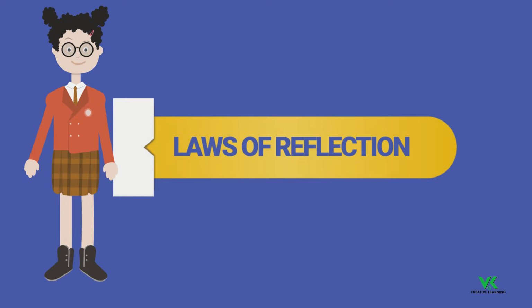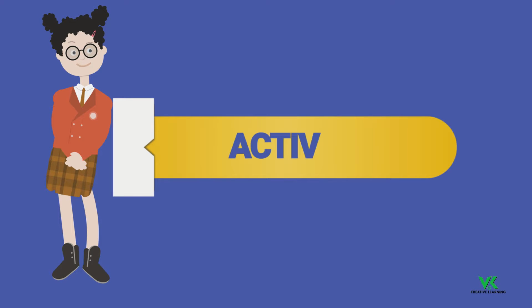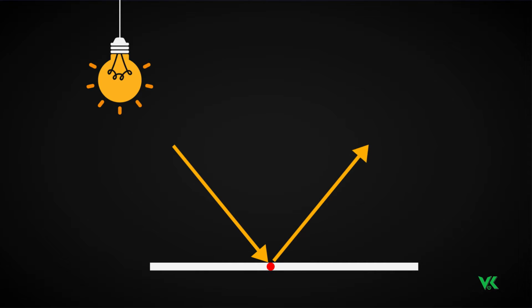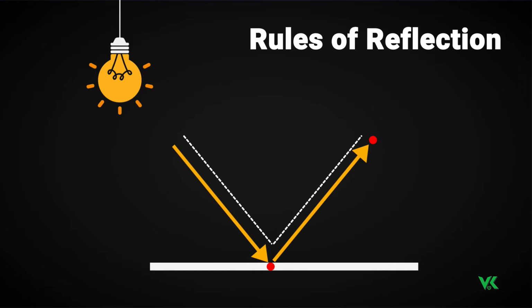To understand this, we can go through one activity. Take a bulb. Suppose one of the rays from the light of the bulb strikes a point of a surface. From there, it will be reflected in a particular direction. The ray is reflected only in a particular direction because light follows certain rules of reflection.